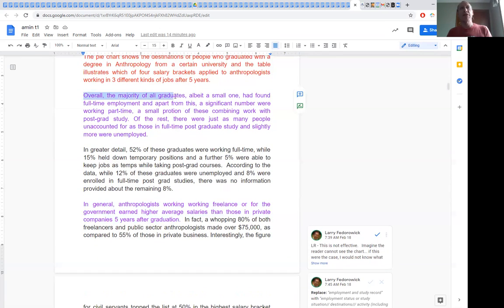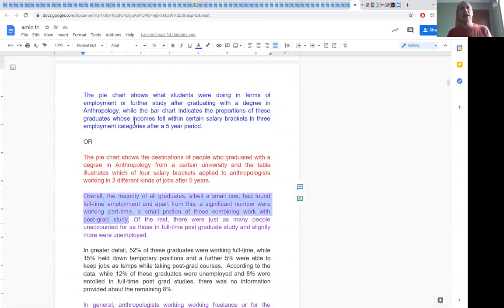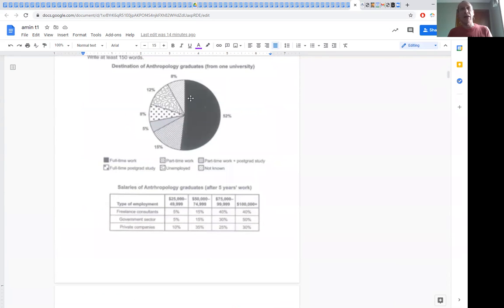Overall, the majority of students, albeit a small one, that means although just a small majority, had found full-time employment. And apart from this, a significant number were working part-time. A small portion of these combining work with the post-grad study. So like my student, I've tried to follow the same thing. I talked about people working full-time, then the part-time workers, and I mentioned these guys who were working and studying at the same time. So now I just have to talk about these three.